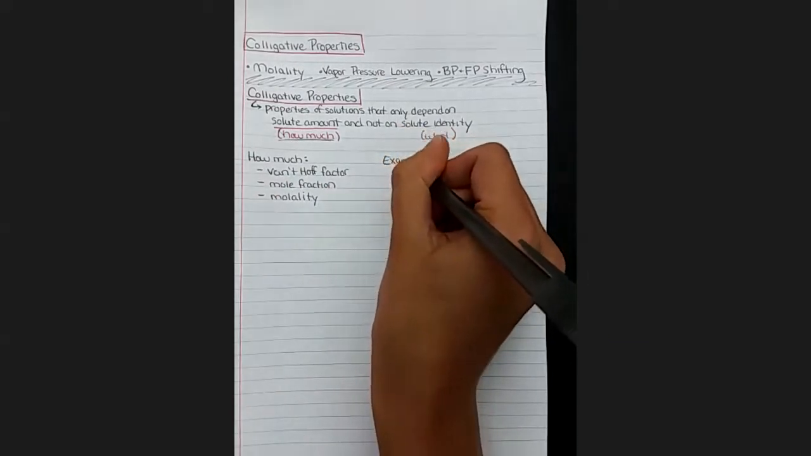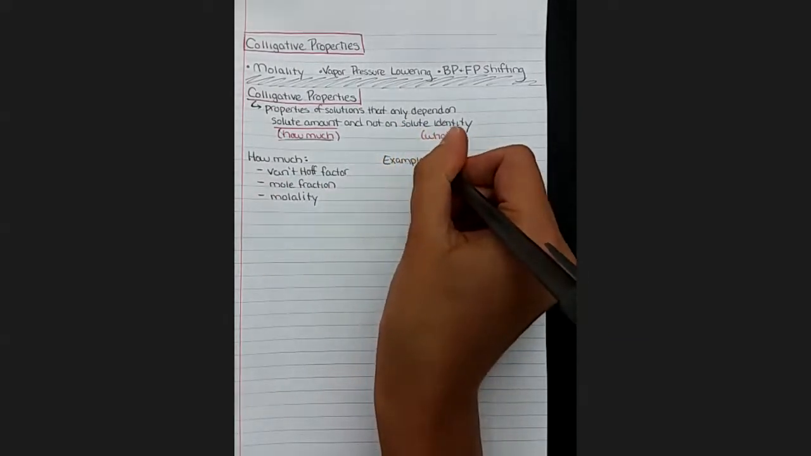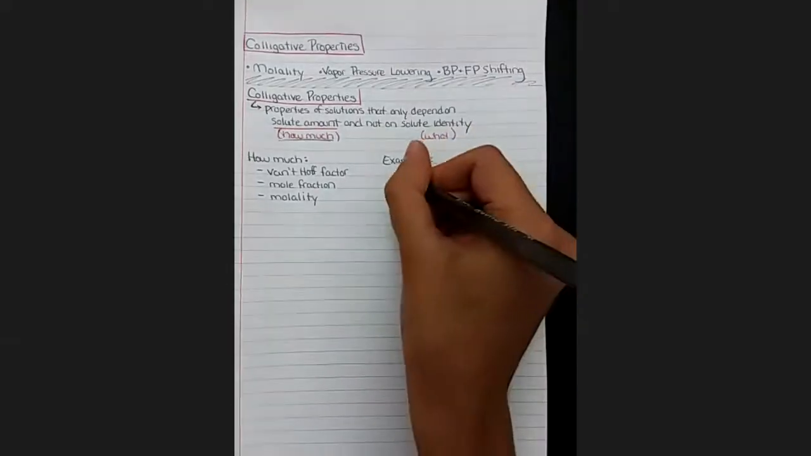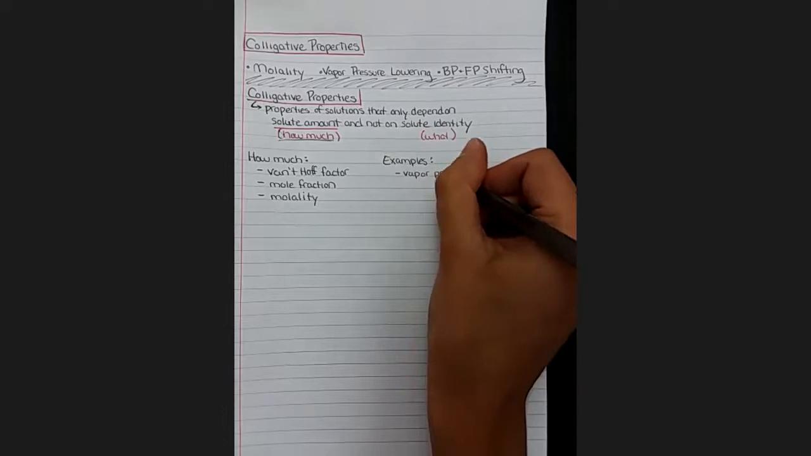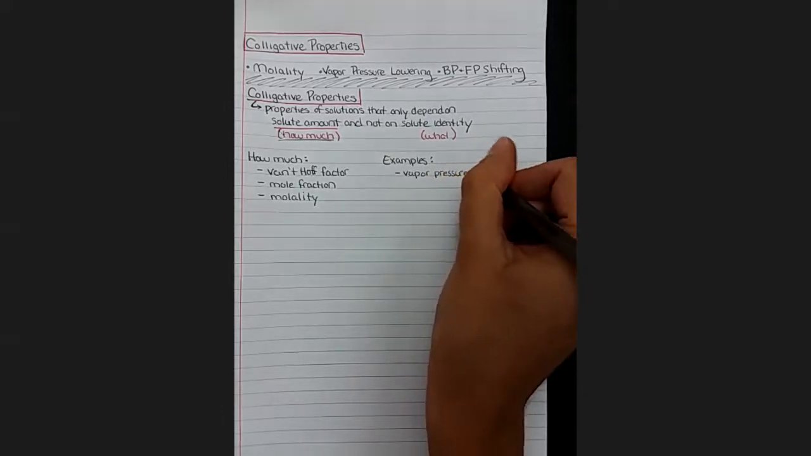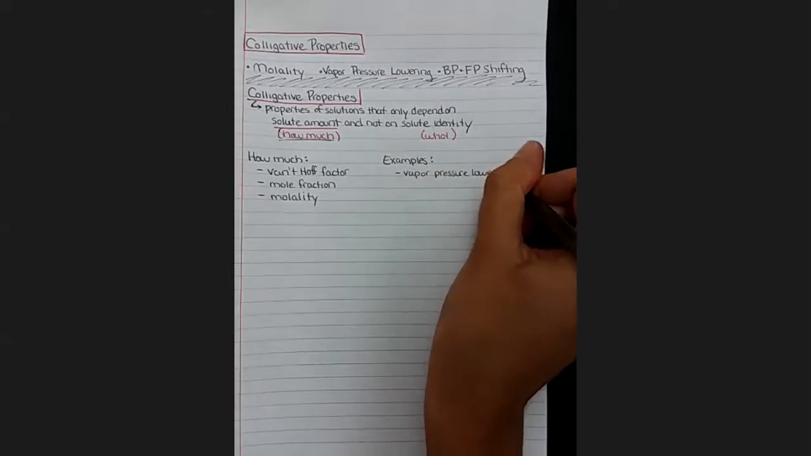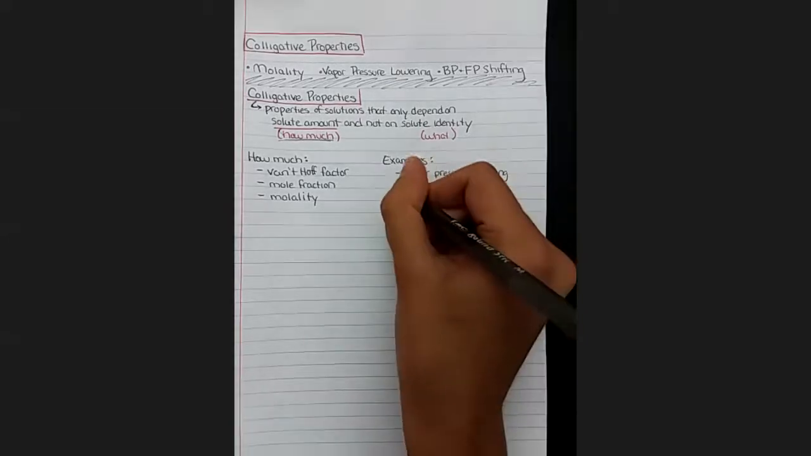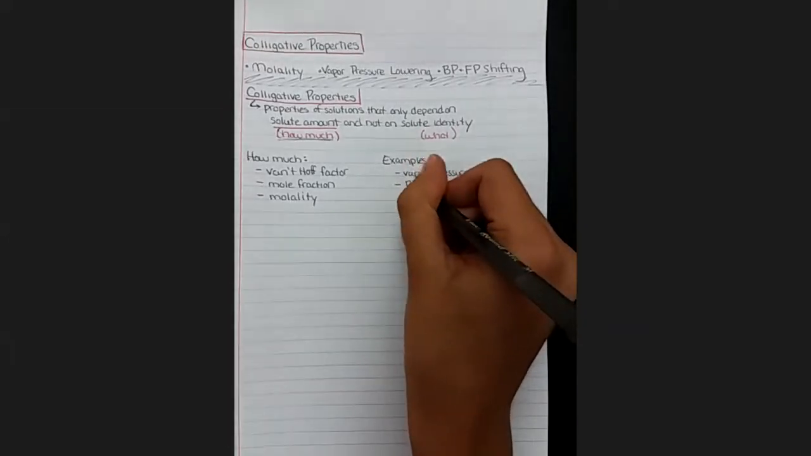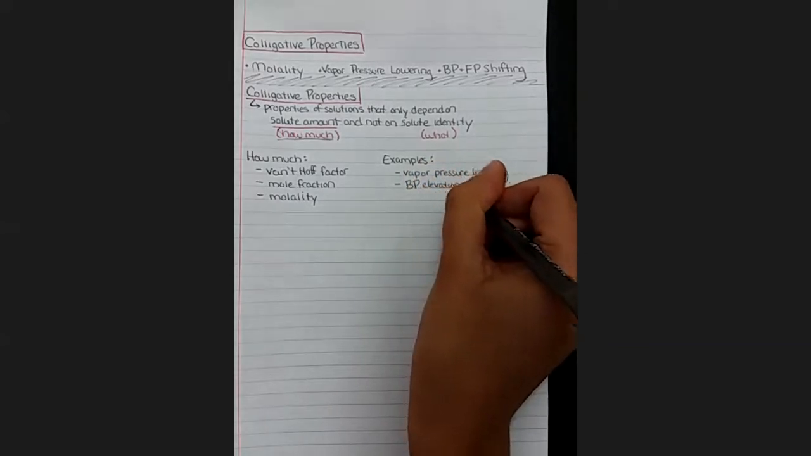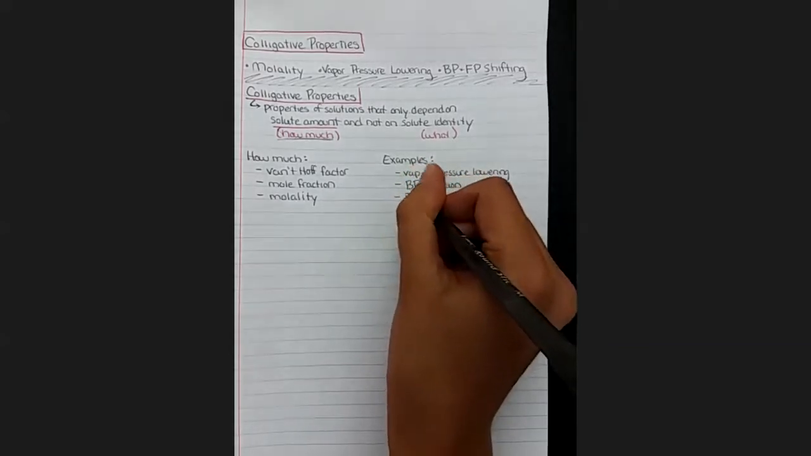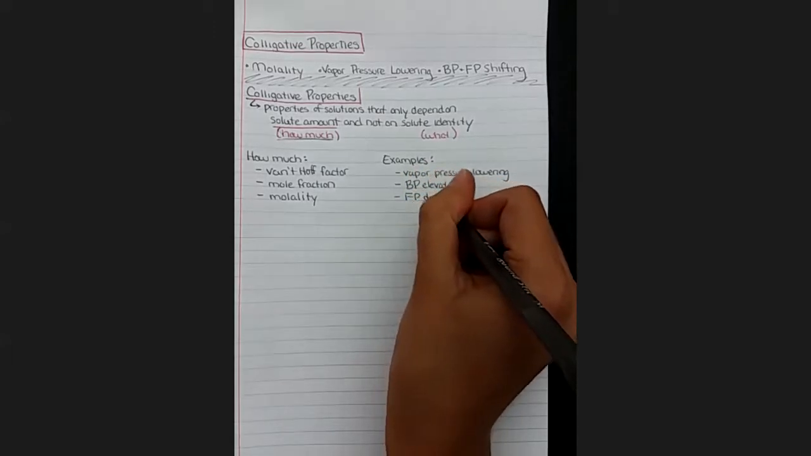And some examples of the colligative properties we're going to be talking about in this chapter. We will talk about vapor pressure lowering, boiling point elevation, and freezing point depression.